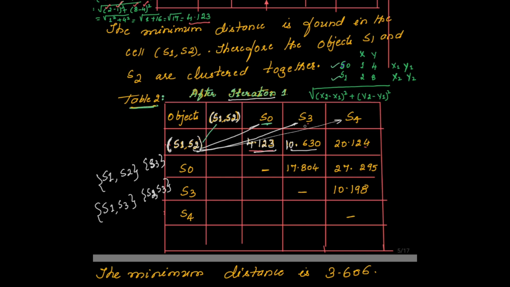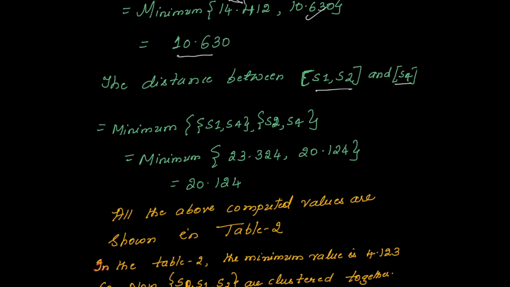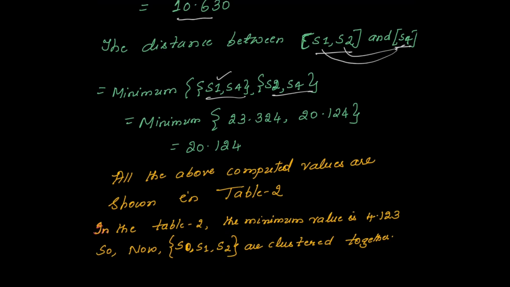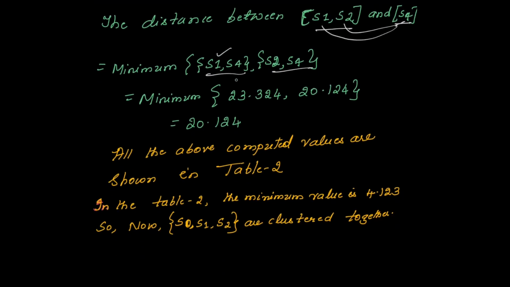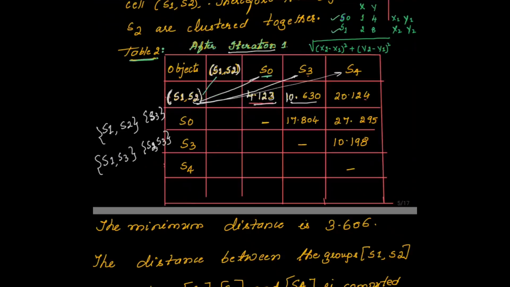Next, similarly, S1, S2 and S4. So S1 and S4, S2 and S4. Extract the values from table 1. For this you will get 23.324 from the table, and for this you will get 20.124. The minimum is 20.124, so you will write 20.124 in the table. So the first row you have computed.